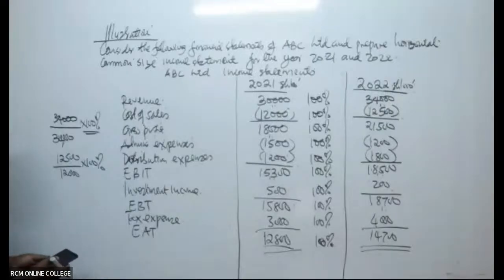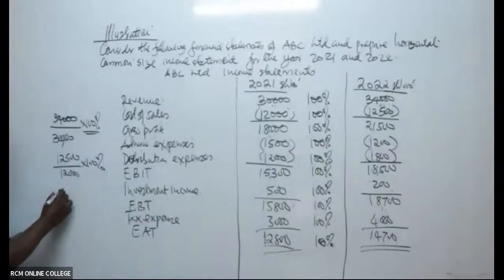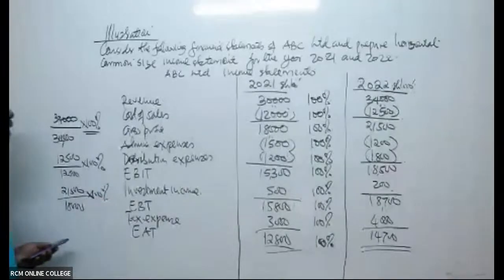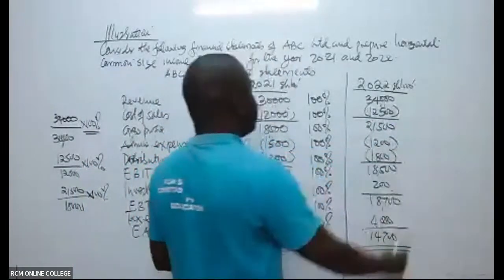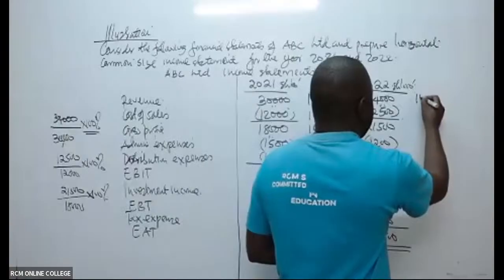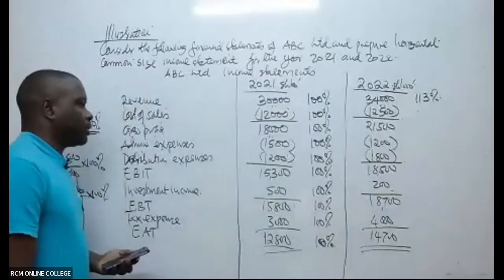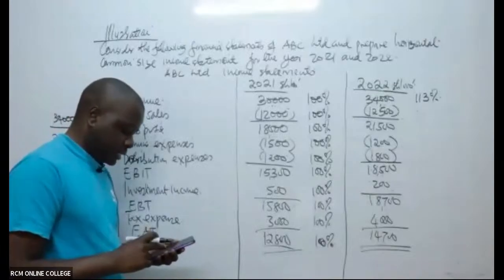The same case with gross profit. You can take 21,500 over 18,000 and multiply by 100%. So what are you getting as the percentage here for the first item? 113%. What about this other one of cost of sales? So that is 113%.